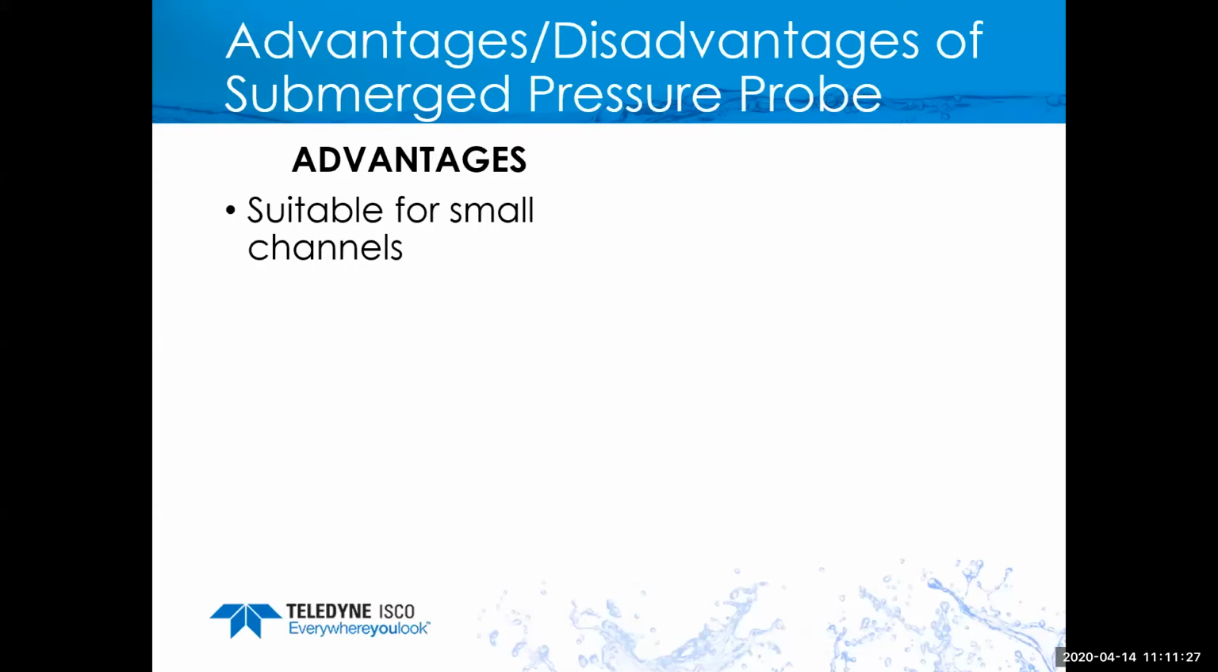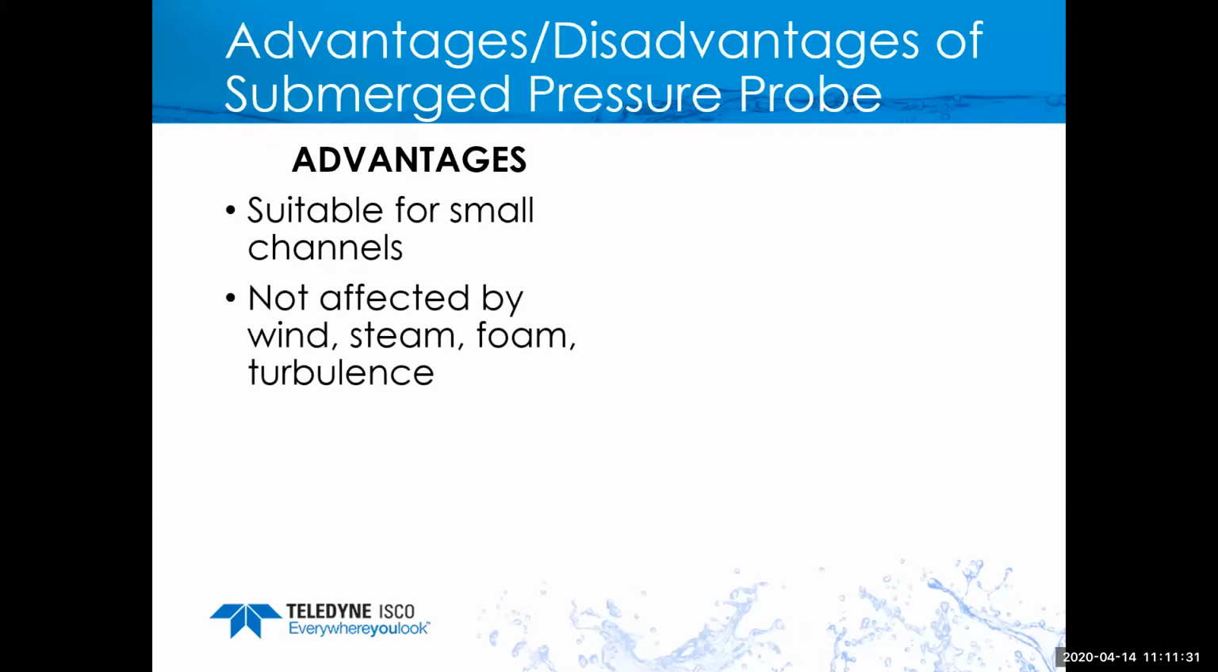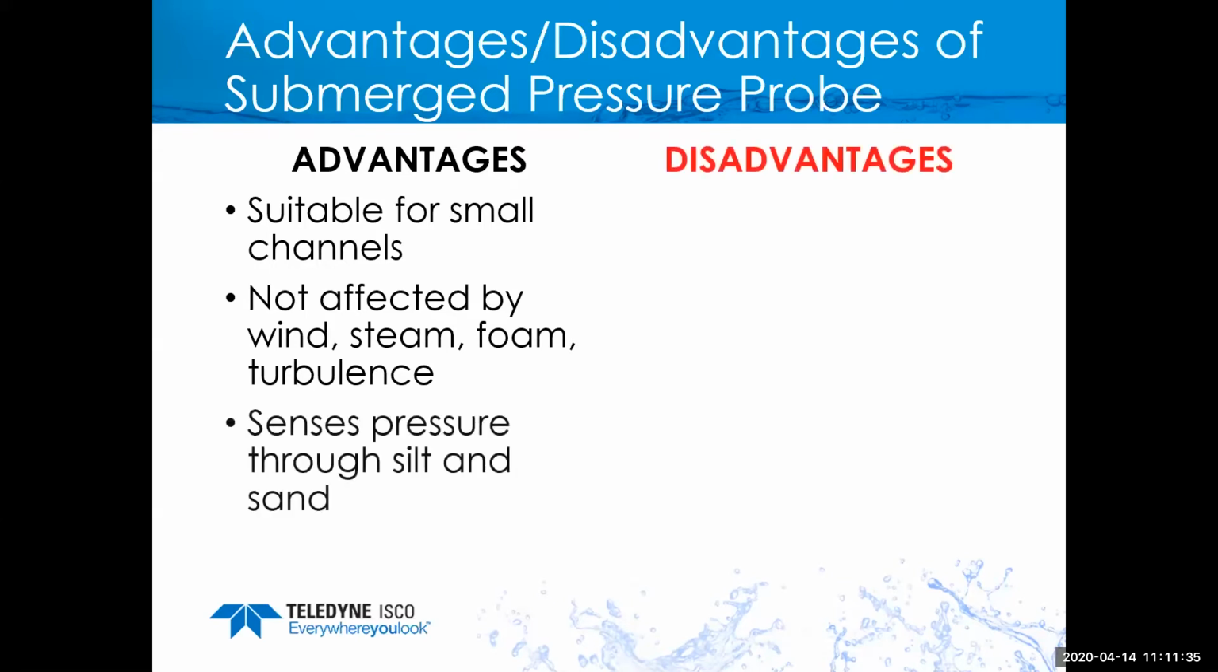The advantages of a pressure transducer are that they're suitable for small channels. They're not affected by wind, steam, foam, or turbulence because they are below the water surface. And the one thing I like about them is that if it does get covered with sediment or silt or sand, it's still able to read that positive pressure over the top of that sensor.